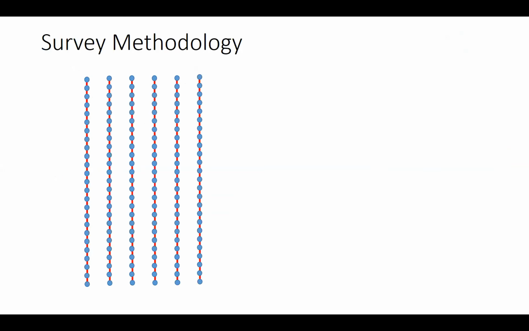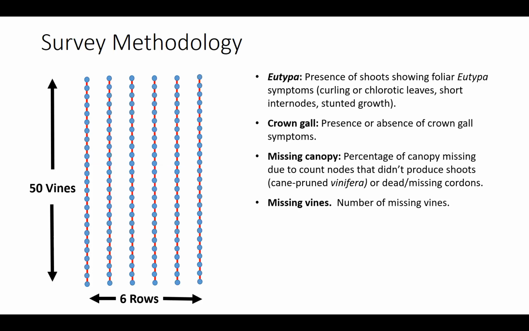Here's our methodology. We took a look at 6 rows of 50 vines. That's 300 vines total, and we scored each vine in this 50 by 60 inch grid for 4 things. So we looked and tried to find presence of shoots that had foliar eutypa symptoms. We scored each vine for whether we could see any galls on them or other symptoms.